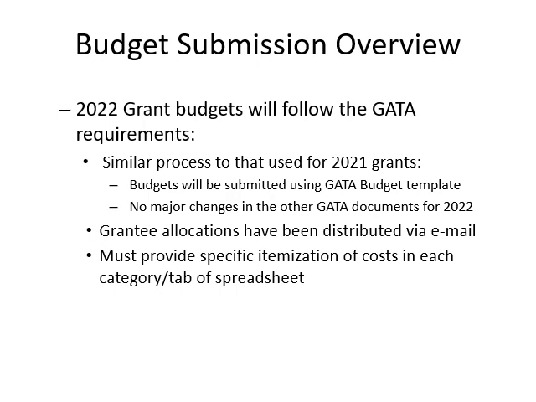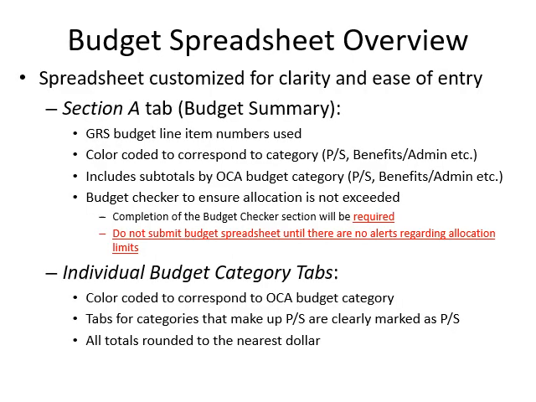You must provide specific itemization of cost in each category or tab of the spreadsheet, so keep that in mind as you complete that document. So the spreadsheet has been customized for clarity and ease of entry. Section A tab, which we refer to as the budget summary tab.